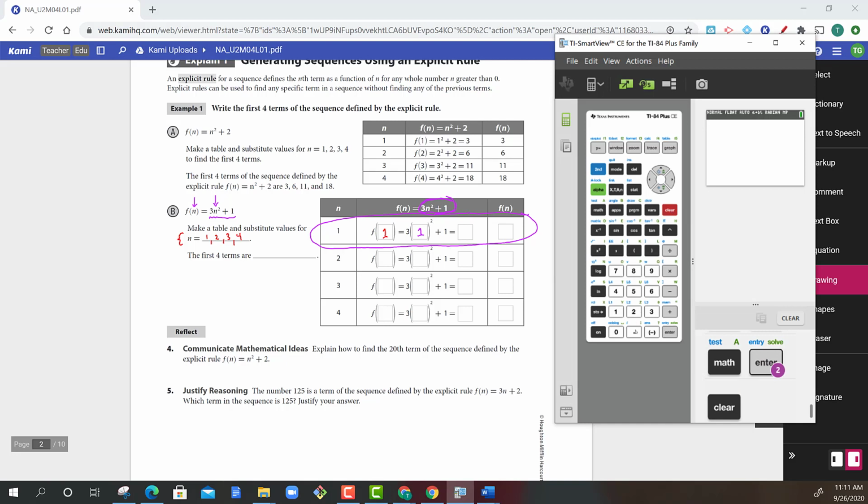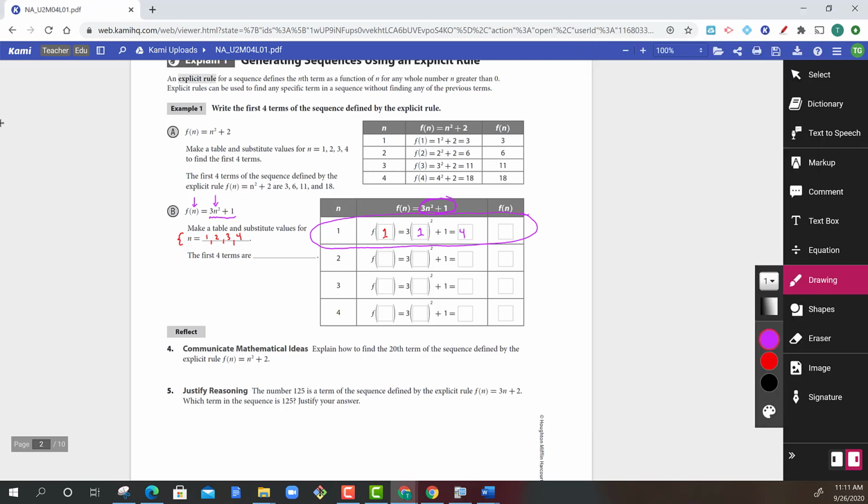I would encourage a calculator on this step just to verify. So 3 times 1 squared, remember order of operations. So you have to square 1, multiply it by 3, and then add 1. So this is 1 times 3 plus 1 should be 4. So the first term is 4. Let's do one more together, and I'll have you try the last couple on your own.